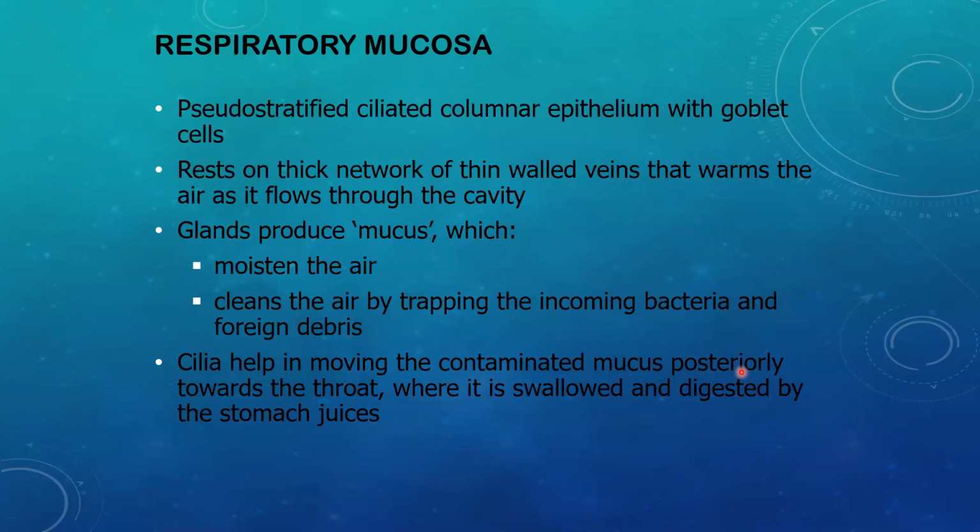So the functions of the respiratory mucosa: one, it warms the air. Second, because of mucus, it traps foreign particles and moistens the air. So, these are the three main functions of the respiratory mucosa in the nasal cavity. One, warming of the air. Second, moistening because of the mucus. And third, removing foreign particles because of the mucus. Goblet cells are the cells which produce mucus. Again, when we do histology, we'll be seeing the goblet cells.